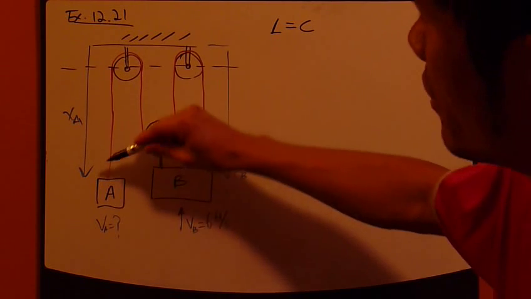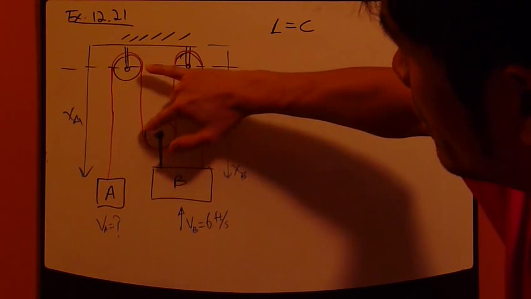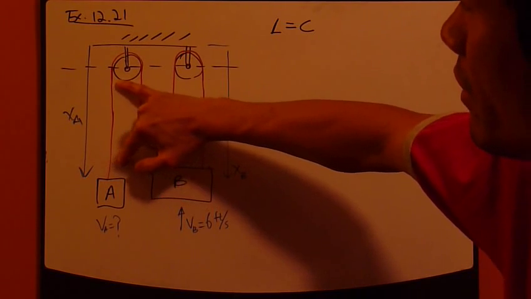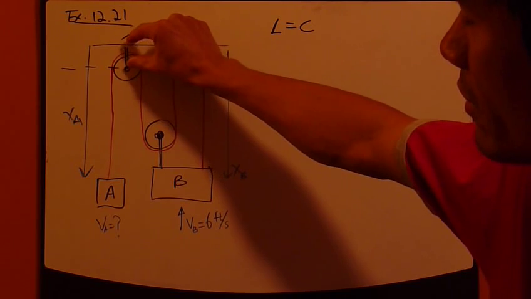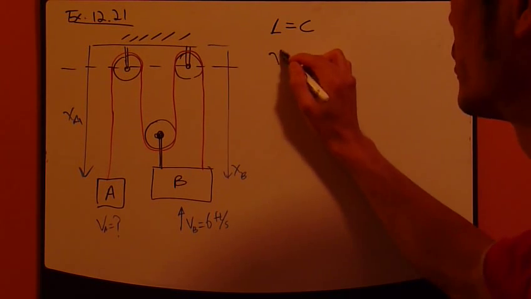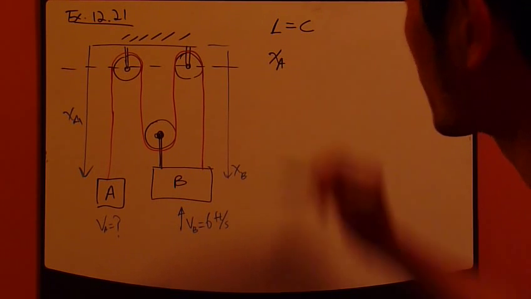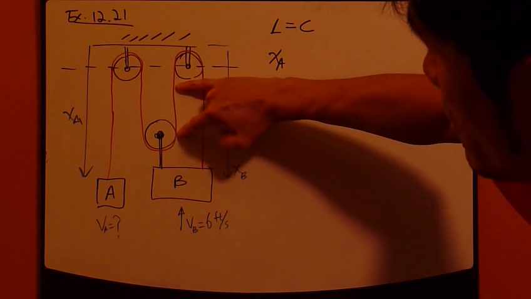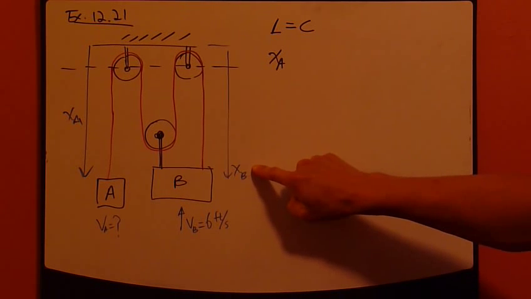So look at this cord length right here, and particularly look at these vertical stretches. This is XA, except you're off by this little stretch, but again, they're constant, so it doesn't matter. So you have XA, and this stretch and this stretch and this stretch can be expressed by XB, right?